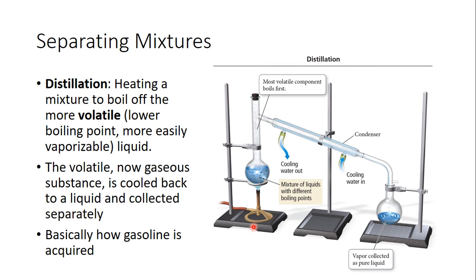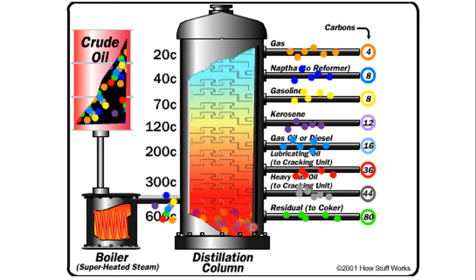And this is how we basically get gasoline. So shown here is how we distill oil. So we get crude oil from the ground and we heat it up. And then based on how heavy it is, we get different types of gas. So we have natural gas, gasoline, kerosene, lubricant oil, heavy oil, and so on and so forth. And it's just by how it's heated up.